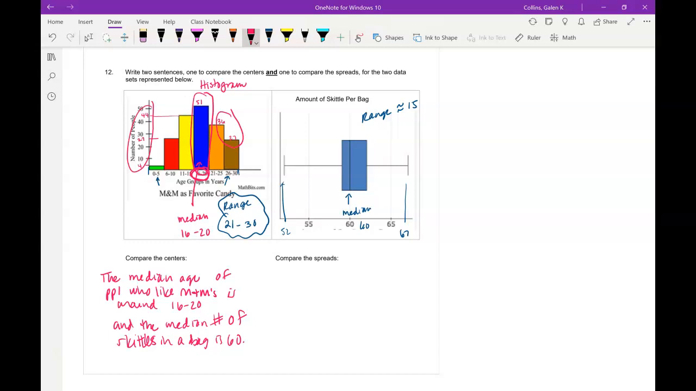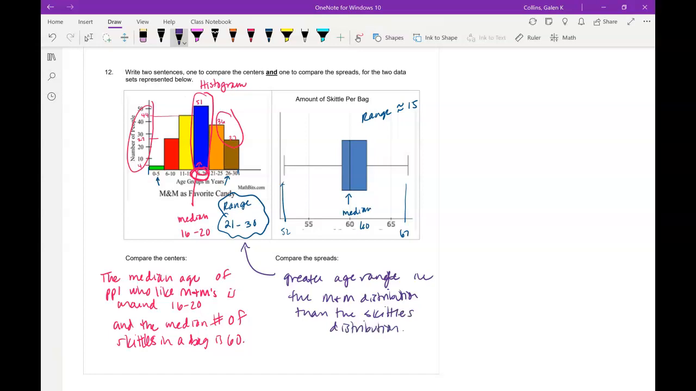When we compare the spreads, we might just say that there is a greater age range in the M&M distribution than the Skittles distribution. So I'm looking at the actual range for that. All right. Those two are good enough for me. Usually we would compare different data that's kind of the same thing, like how many M&Ms in a bag versus how many Skittles in a bag.